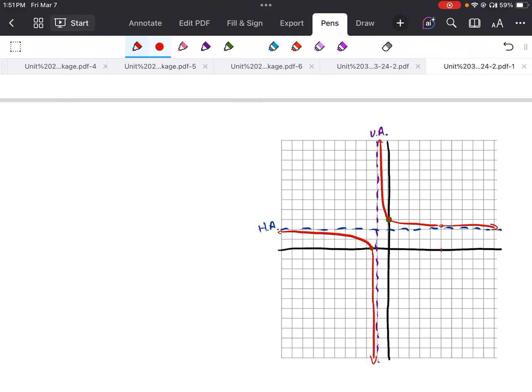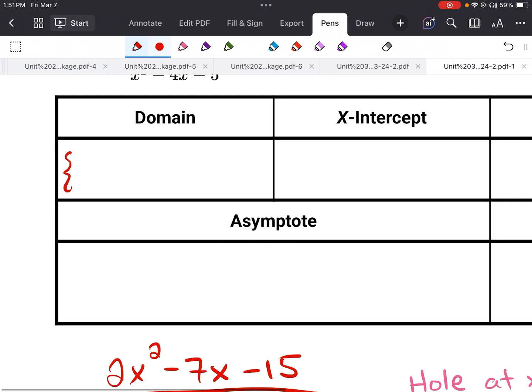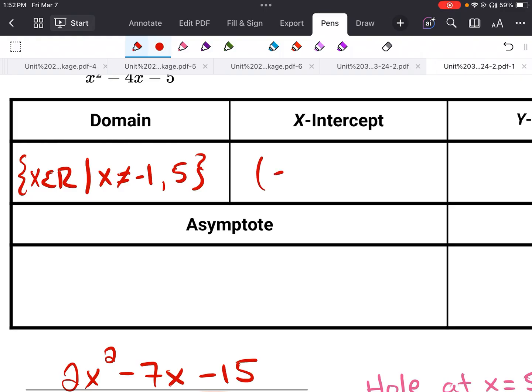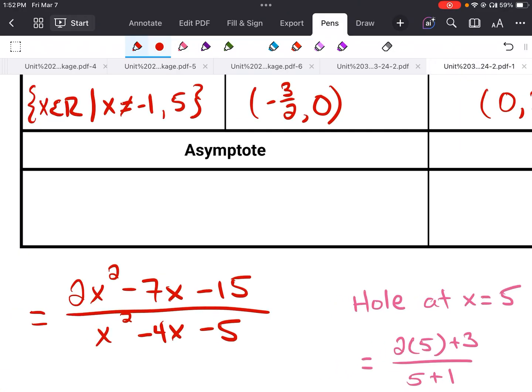Okay, now let's write our characteristics. So starting with domain, we know that because it includes decimals, we have to write x is an element of the reals, and we know that x cannot be negative 1 for the vertical asymptote or 5 for the hole. Okay, the x-intercept we found out to be negative 3/2, so we write it as a coordinate. The y-intercept we found out to be positive 3, so we write it as a coordinate. The vertical asymptote occurred at x equals negative 1. The horizontal asymptote occurred at y equals 2.